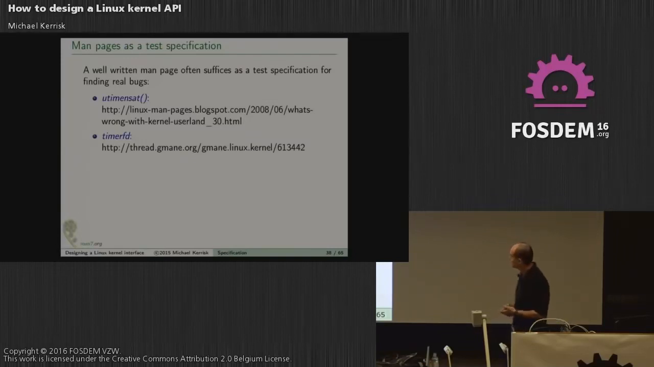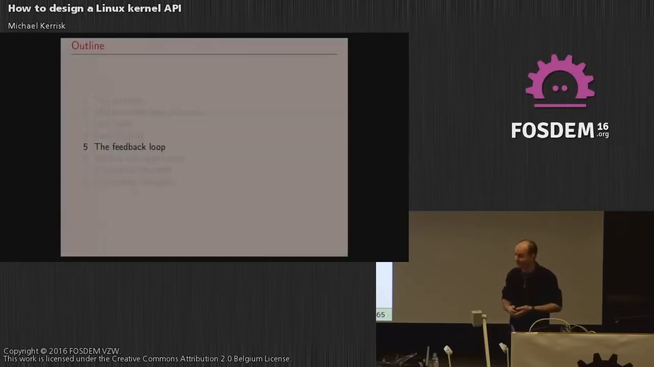And so for these two system calls here, utimensat and timerfd, which is actually a family of system calls, I wrote or co-wrote some of the man pages and then turned around and wrote tests based on the specifications that I actually created, unfortunately. But by that means, I found a bunch of bugs in both APIs.